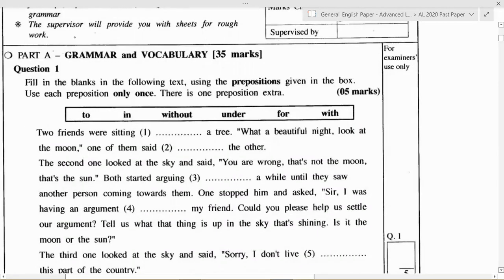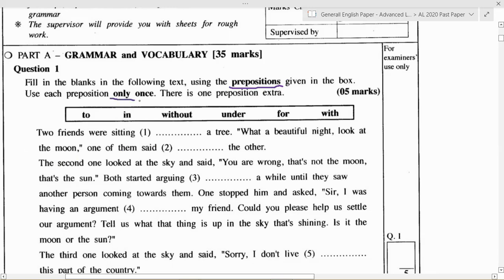Part A, grammar and vocabulary, 35 marks. So what they're going to do is check your grammar and vocabulary knowledge, and the allocated number of marks is 35. Okay, question number 1. Fill in the blanks in the following text using the prepositions. Look, this is something to do with prepositions, given in the box. Use each preposition only once.